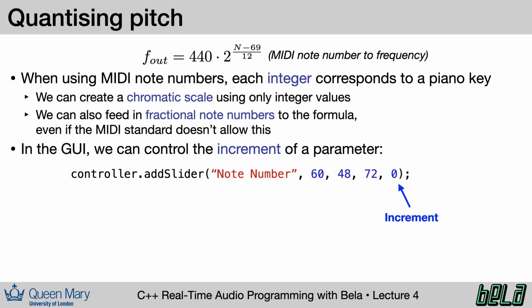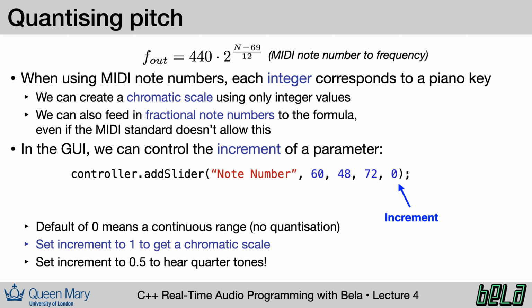Remember that when we added a slider, we gave it a name, we gave it a default value, a minimum and a maximum, and then the increment tells us essentially what is the granularity of change that is allowed. We could set it to 0 to mean a continuous range with no quantization. That's what we've done thus far. If you set it to a value of 1, you get a chromatic scale in this case. Or you could set it to some other value to get microtones. For example, 0.5 would give you quarter tones. Let's hear how that sounds.